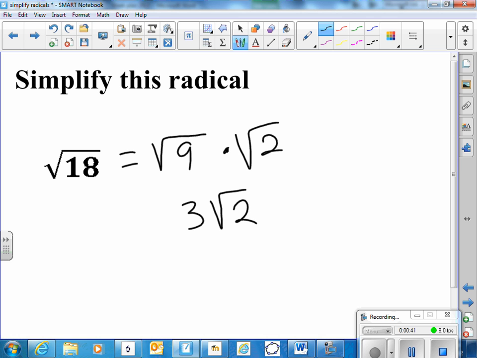We can't simplify the square root of 2. We could put that in a calculator, and that is a common number, and people often memorize that as 1.41. Anyways, that's rounded off, but exactly it's 3 times the square root of 2.